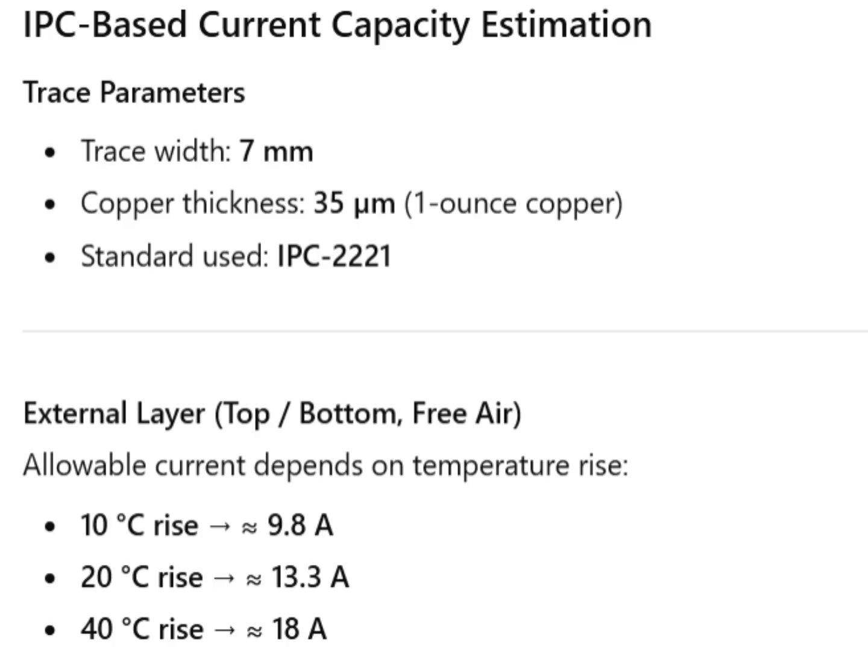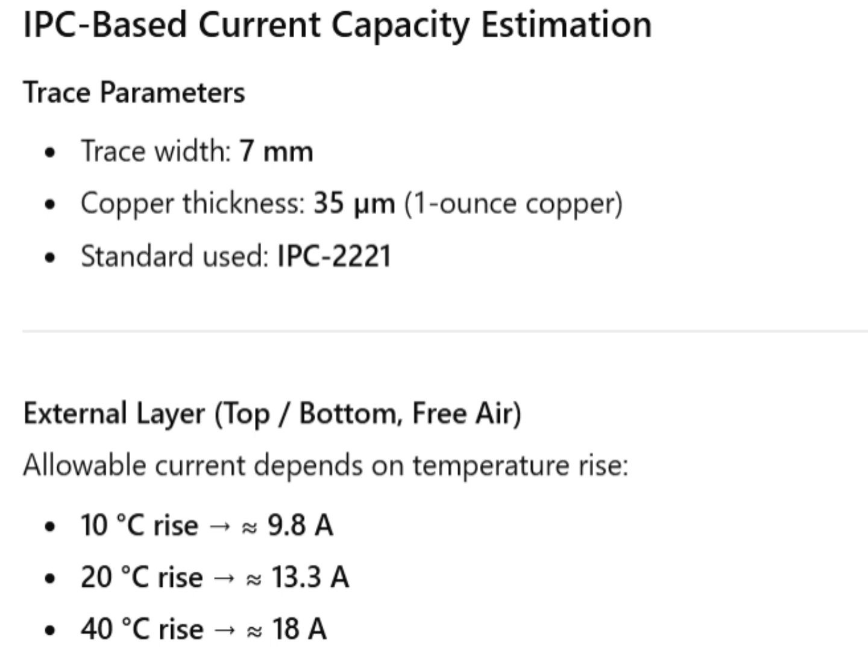IPC-based current capacity estimation. For a printed circuit board trace that is 7 mm wide, with 35 micrometer copper thickness, corresponding to 1 ounce copper, the estimated current carrying capacity can be evaluated using the IPC-2221 standard. When the trace is placed on an external layer, such as the top or bottom layer, and exposed to free air, the allowable current depends on the permitted temperature rise.